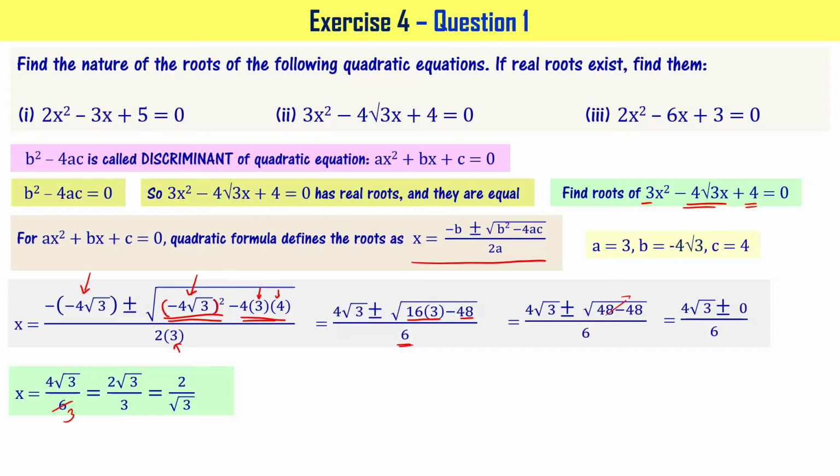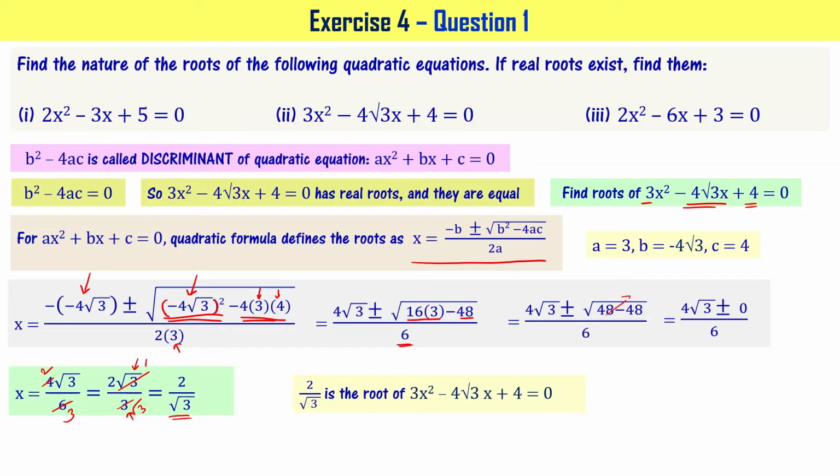You know, this is 3 times 2 and this is 2 times 2. Now what you have is root 3 in the numerator and 3 in the denominator. So if I divide both numerator and denominator with root 3, what I'm going to get in the denominator is root 3, and in the numerator, I'm going to get 1. 2 divided by root 3 is the value of x, right? So you can say 2 divided by root 3 is the root of the given equation 3x square minus 4 root 3x plus 4 equal to 0, right?